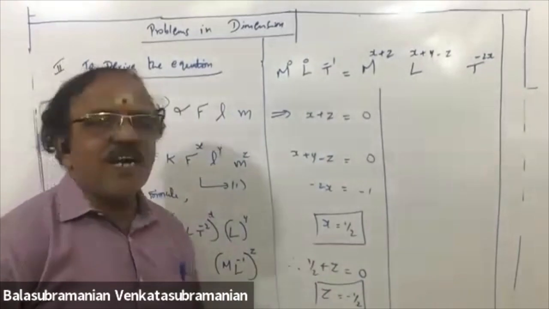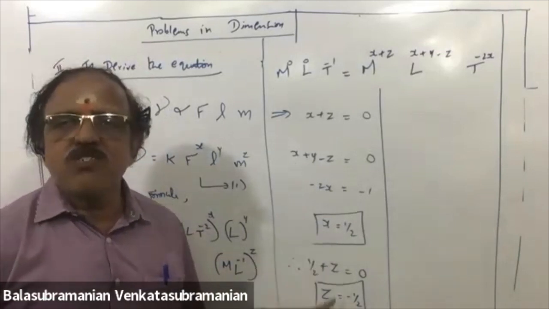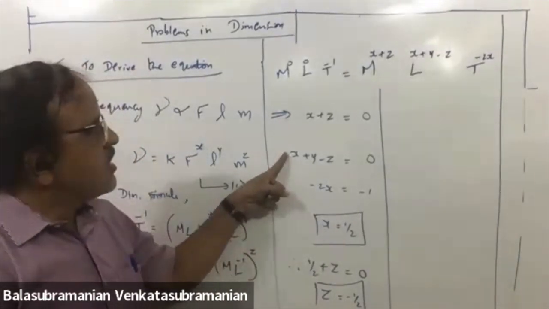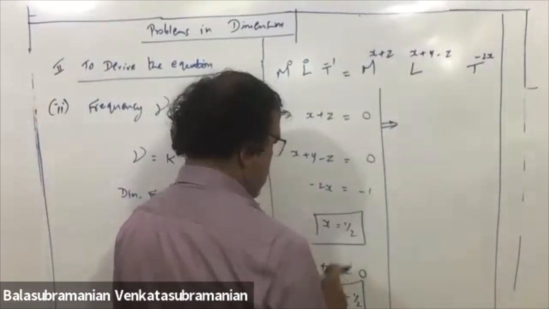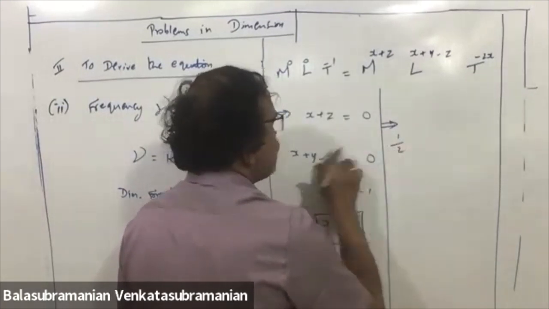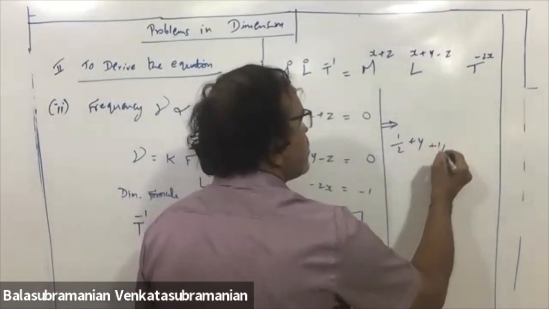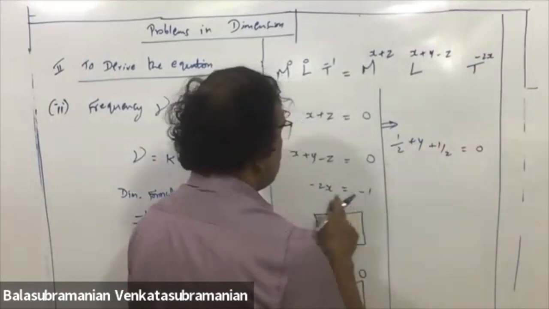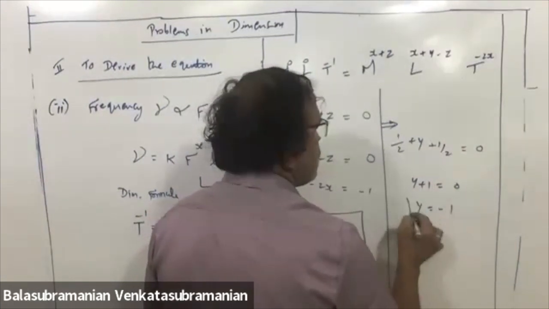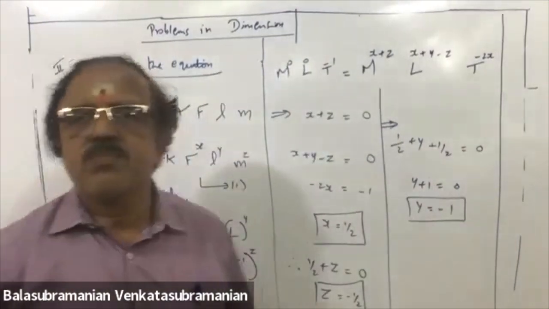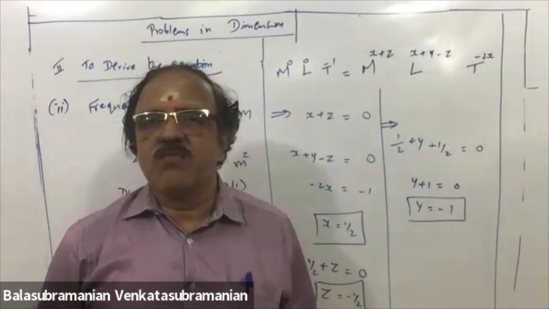So x value, z value you have calculated. Next we have to calculate y. Substitute these two in the second equation. X, half plus y minus z. Z is already minus, so it is plus, is equal to 0. Y plus 1 is equal to 0. Y is equal to minus 1. So x, y, z, all the three we have calculated.